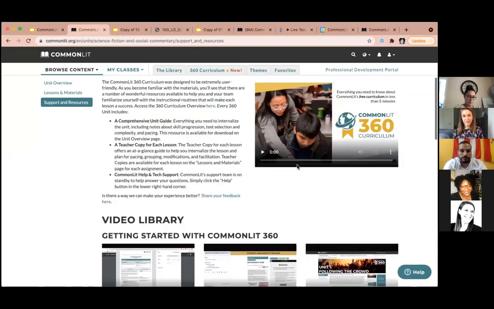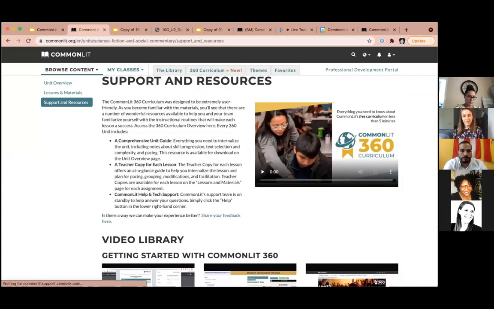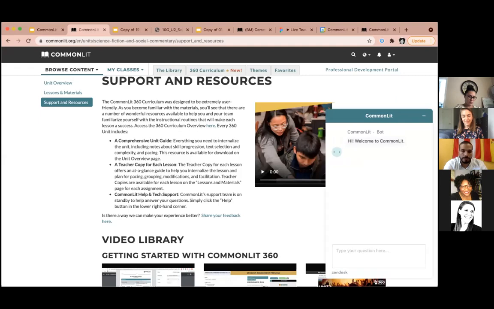But then also in the moment, I can click this help. And this help is going to open a chat bot. And this chat bot is going to take me to one of our CommonLit support specialists. I can type my question in, and in the moment, I can get immediate support. And so those are just a few of the tech pieces that really set CommonLit 360 apart.